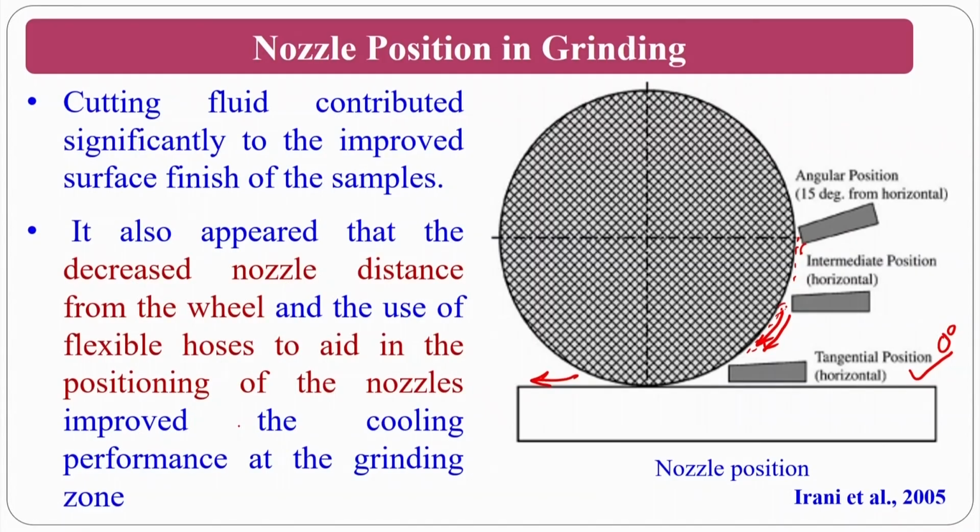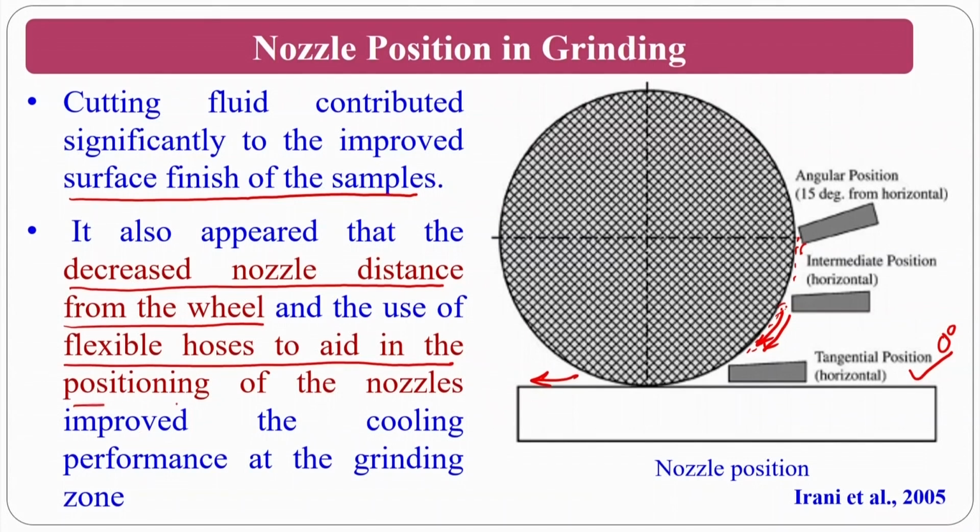Cutting fluid contributes significantly to improving the surface finish of the samples, because you can reduce surface burning, at the same time reduce friction and heat generation. These all indirectly help surface generation and give a lower surface roughness. It also appeared that a decreased nozzle distance from the wheel and the use of a flexible hose aid the positioning of the nozzle and improve the cooling performance.